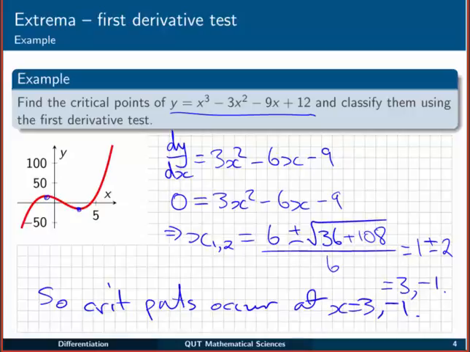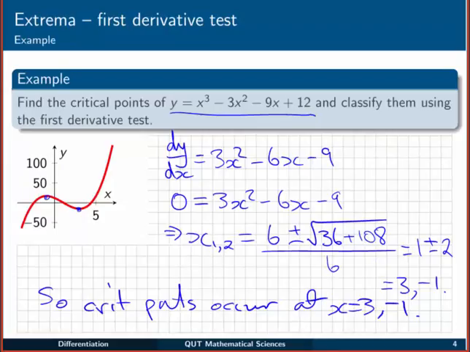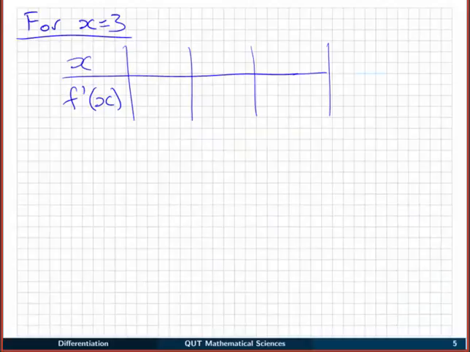Now we need to classify these using the first derivative test. Now remember what that means. We need to find the derivative and evaluate it to the left and the right of each of our critical points separately. See if it changes, and if it does, how does it change? Does it indicate a minimum or a maximum? So I'm going to set up a little table here.